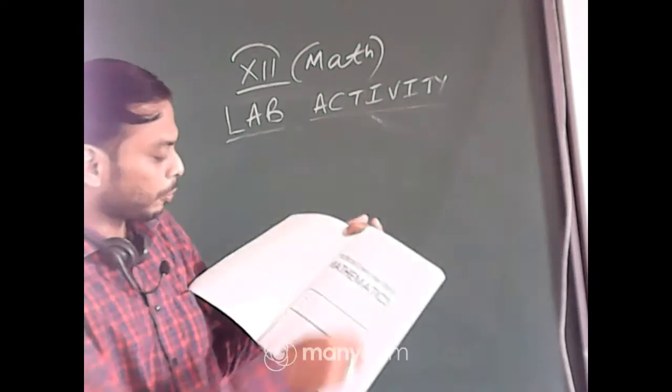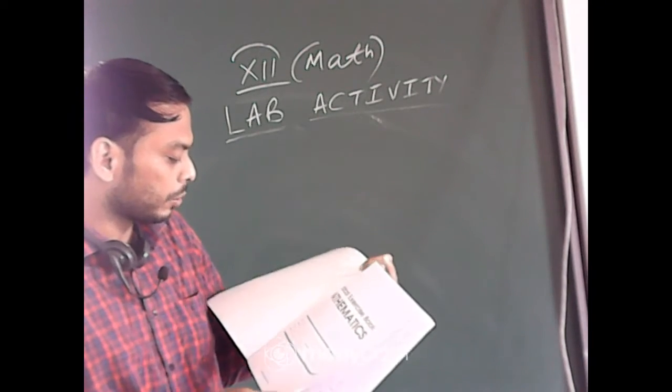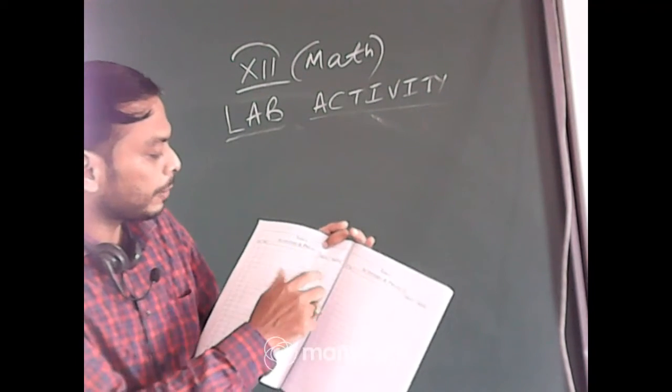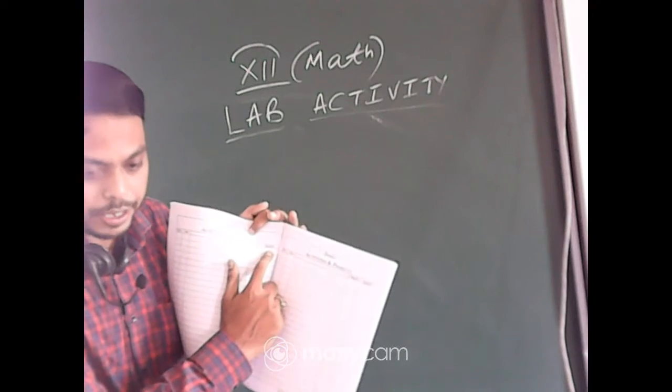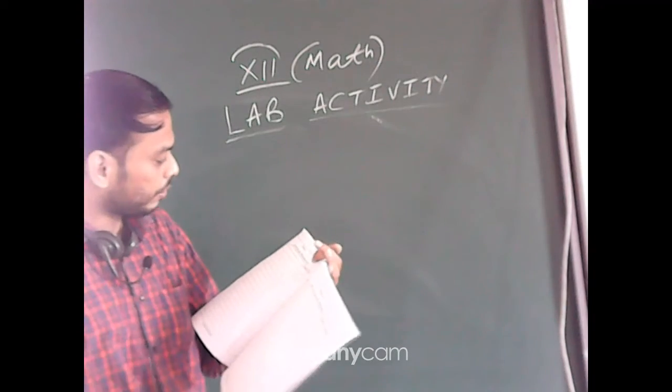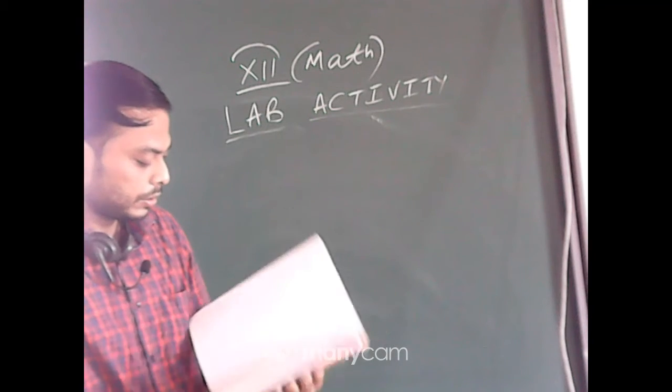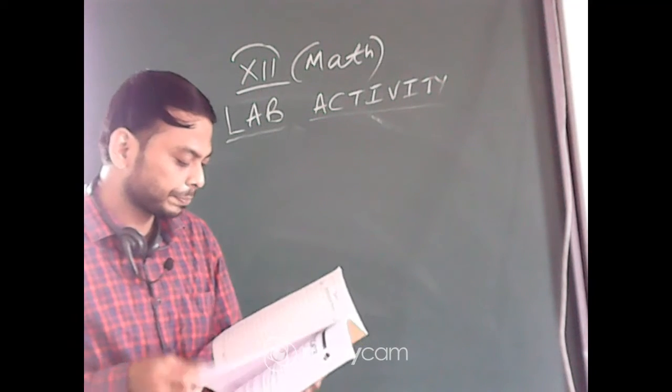Here, first of all, fill up these portions: name, roll number, class, school, section, and on the next page, serial number, date, activity, page number, and signature of the teacher. So write the serial number, date, and the activity number. You have to do only 10 activities here.